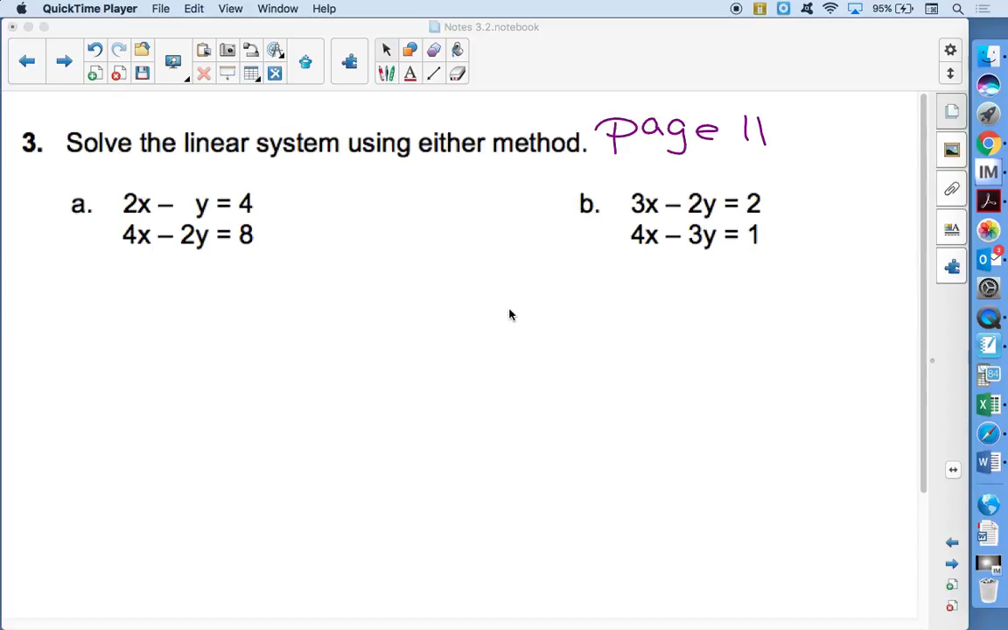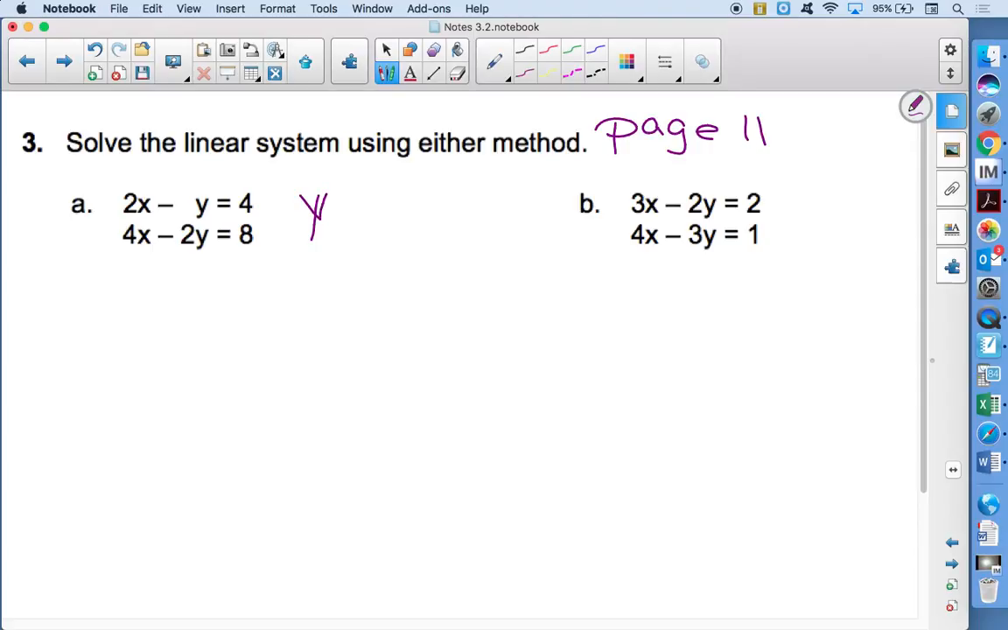I would definitely go with substitution. Substitution? So if we use substitution, Sam, you're going to subtract 2x from both sides on the top equation. Yep. And then you have negative y equals negative 2x plus 4. And then you want to divide everything by negative 1. And then y is going to equal 2x minus 4. Awesome. Good job. Know that you have to flip all the signs because of the y being negative.